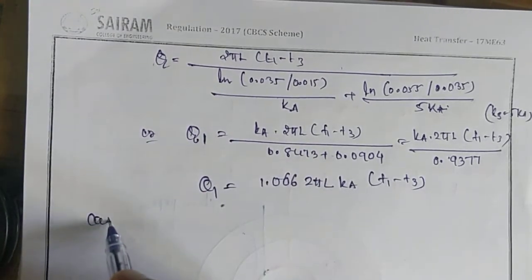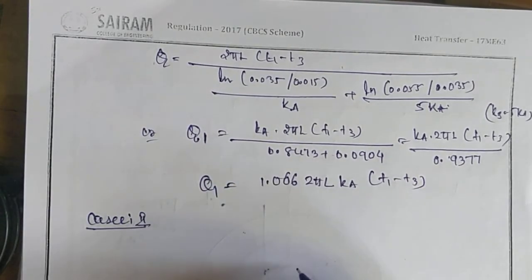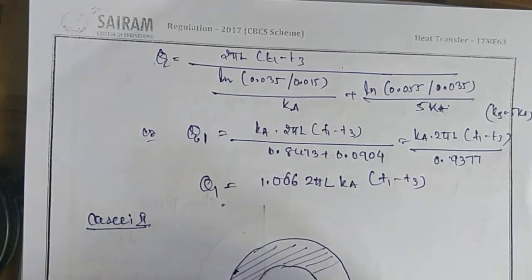Now solve case 2. Case 2, what is it? Again the steam pipe. When the better insulation is outside, what will be the heat flow? That we have to find out.